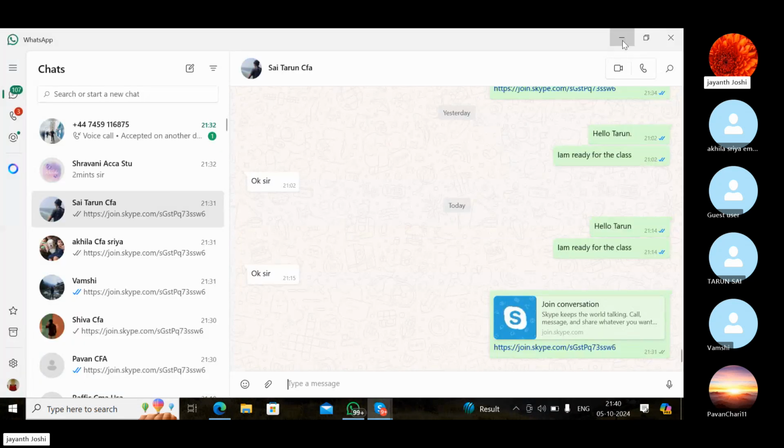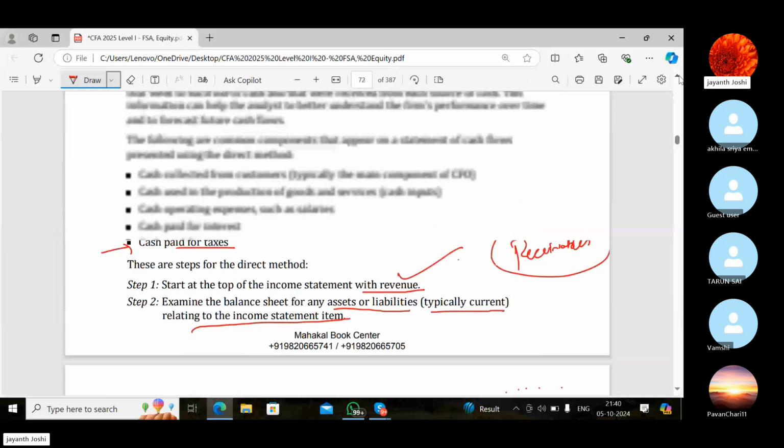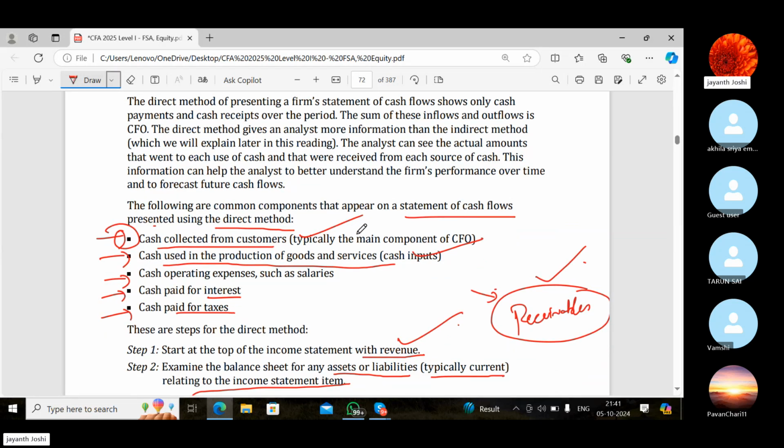So we were discussing the cash flow statements, and today we are about to start the direct method. So let's discuss how to make the cash flow statement with the direct method. The following are common components that appear on a statement of cash flows presented using the direct method.